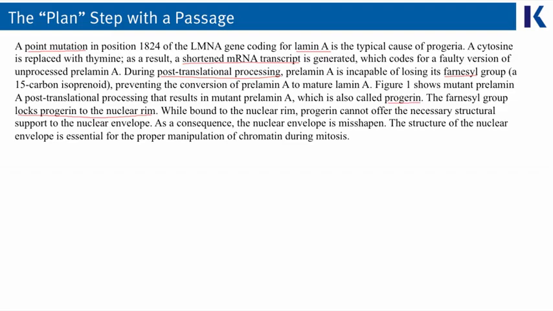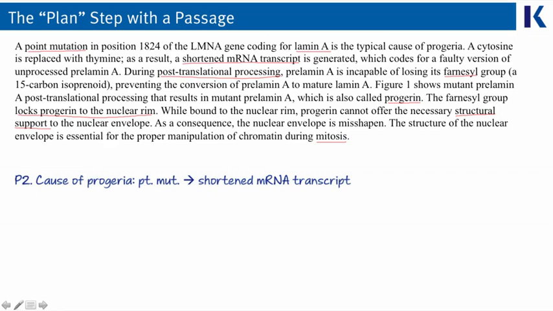We're told that this locking of progerin to the nuclear rim means that it can no longer offer the structural support that it needs to the nuclear envelope, and that ultimately this causes a misshapenness to the nuclear envelope, and that down the line it's implied that this causes issues during mitosis. Well, that's a lot of information, so if we distill that down to a short label for our passage outline, we could say that the cause of progeria ultimately is this point mutation causing a shortened mRNA transcript. For the rest of the details, we can always come back to the passage and locate them. For now, this should suffice as an appropriate description for the paragraph, and we'll keep moving forward.